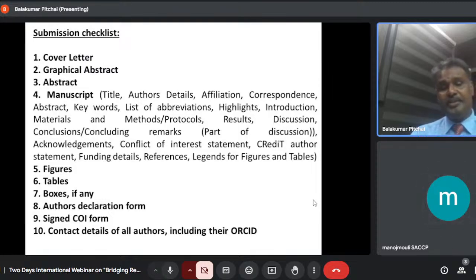Then the author declaration form and the conflict of interest form. Then contact details of all the authors, including their ORCID, which you have to enter. All the authors' affiliations, email IDs, and contributions you have to mention in the online system itself.